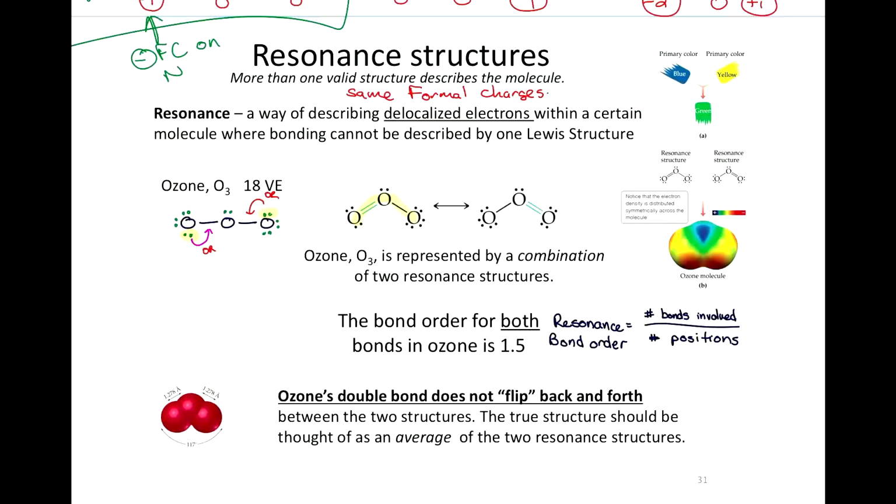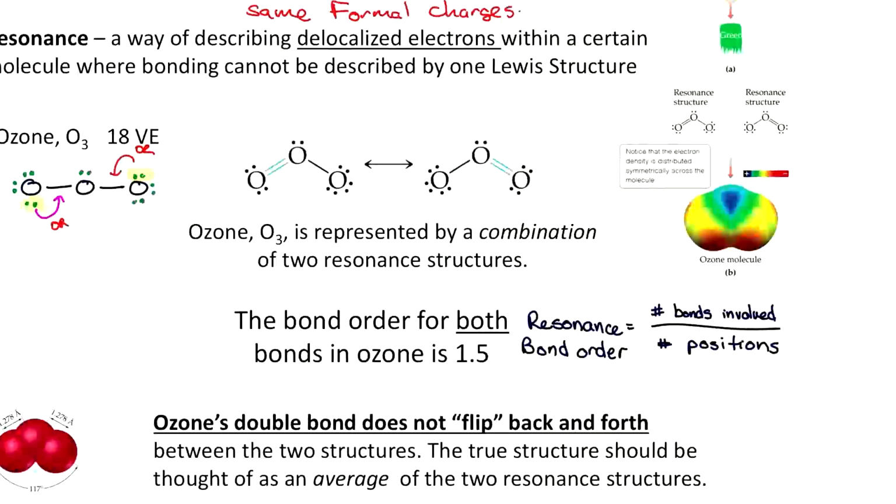It's a little bit stronger than a single bond, but not as strong as a double bond. And so how we calculate resonance bond order is I like to look at the structure, recognize that, oh, this double bond can go on this side or on this side. And so you can count the number of bonds that are moving around in the structure over the number of positions.